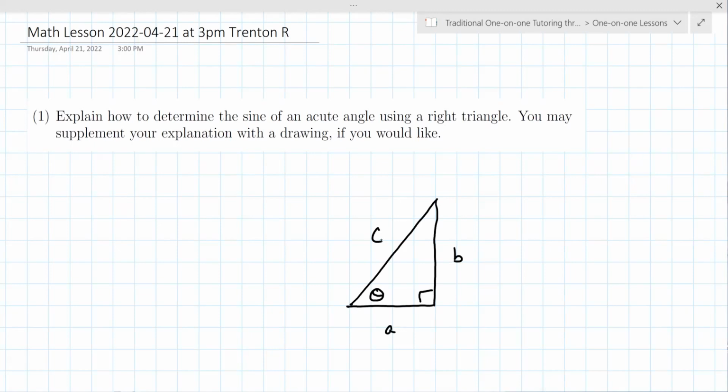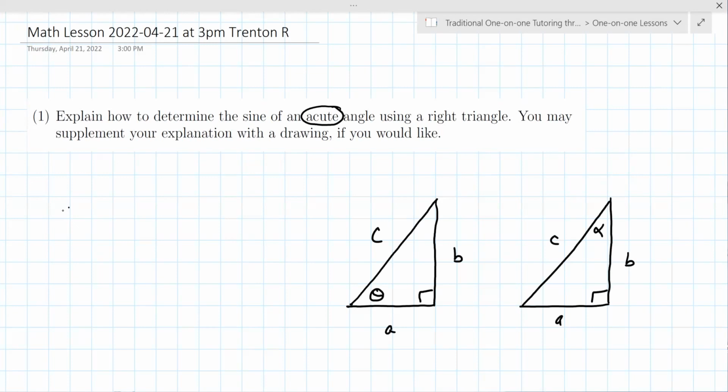The truth is that both angles in the right triangle are acute. So you could similarly do this for, like, let's say we wanted to call the other angle alpha. There's a tendency to use Greek letters in trigonometry. Explain how to determine the sine of an angle.